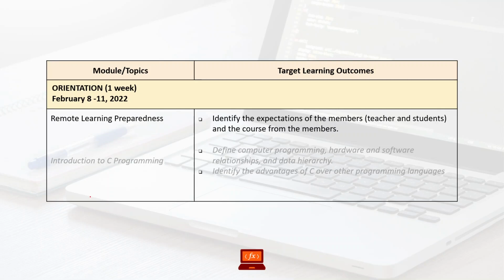So, ito, remote learning preparedness. So, ito yung ginagawa natin. Bibigay tayo ng orientation. Tapos, I'll be asking for your expectations. Pero sa ano rin yan? Sa oble naman ito. Okay, I will also discuss that later. Next. So, that's the first week. So, February 8 to 11.